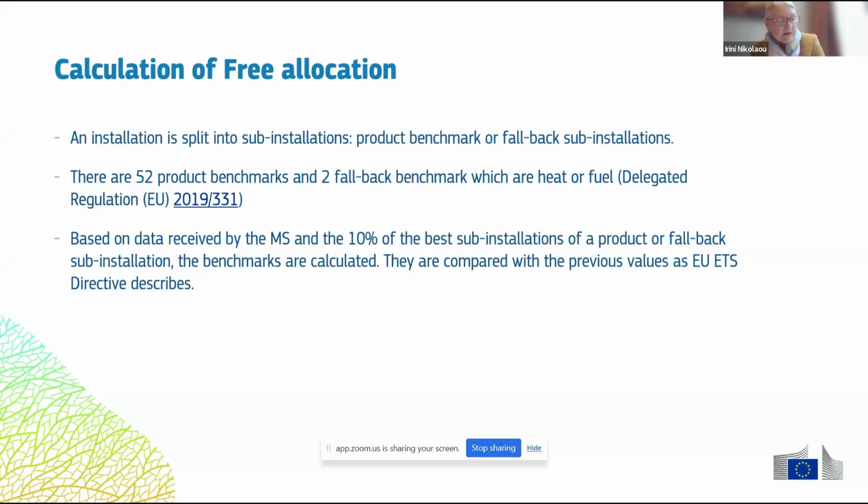Two fallback means that if we have an installation that produces, for example, tiles that are under a product benchmark, and they also produce bricks, a specific product that does not have a product benchmark, then this installation will have one product benchmark sub-installation and one fallback, which means that there we just measure and calculate the emissions from consumption of fossil fuel or of the production of heat.